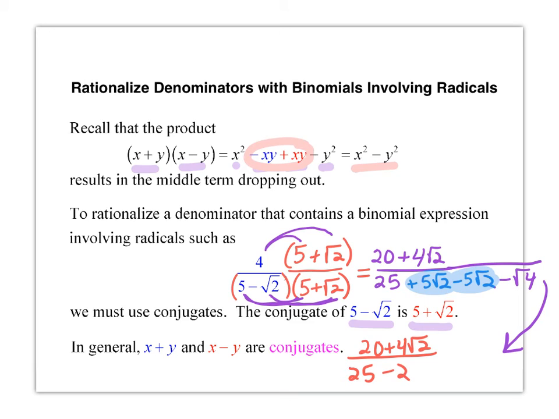And then we can write our final answer in simplified form as 20 plus 4 square root of 2 all over 25 minus 2, which is 23. Thus, we can write our final answer as a simplified radical so that there's no radical in the denominator.